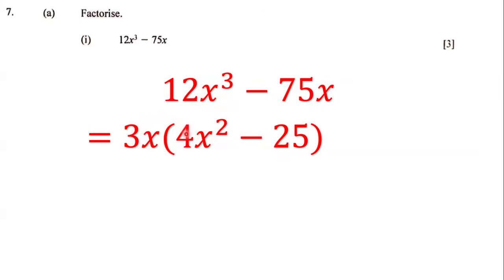We have 3 times 4, which gives us 12, and x times x squared is x cubed. And then we have 3 times negative 25, which is negative 75. And we have the x here. That's why we have the x here, and we also have the x here. And so 3x multiplied by this particular expression gives us the expression above. Indeed, the expression below is the factored form of the expression on top. Okay, so we are done with factorizing this.